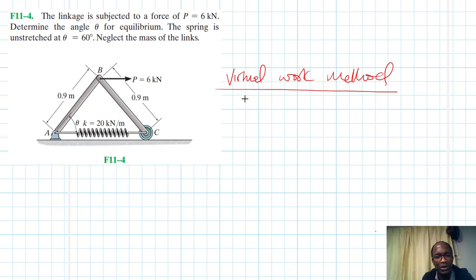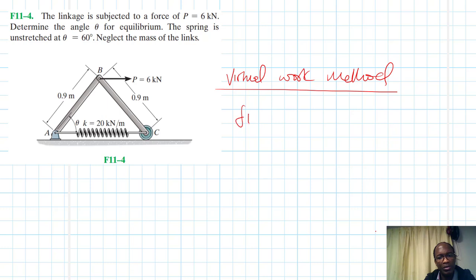So it means you are able to use all the other methods, which are the equilibrium of rigid bodies or interconnected rigid bodies, to still solve for the angle which will ensure that this particular structure is in equilibrium. Alright. So what is the virtual work method? The virtual work method states that the total virtual work in a system is equal to 0.